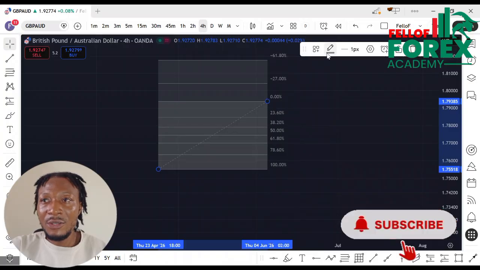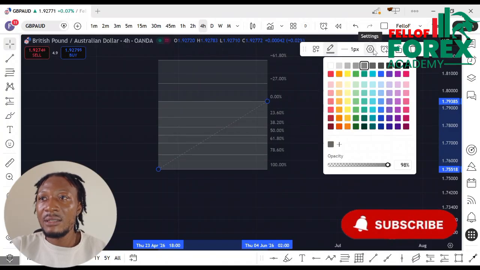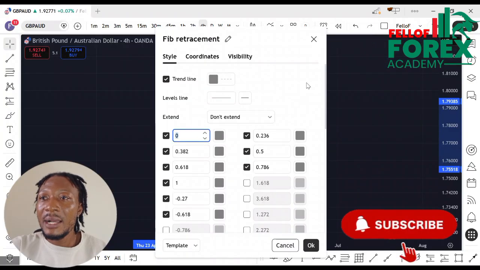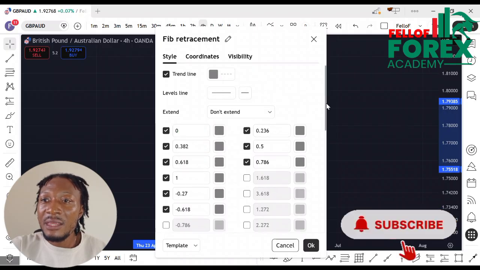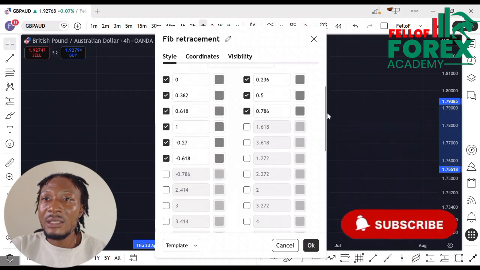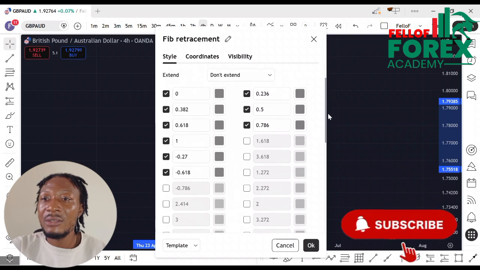Now continue noticing this. Take a screenshot of everything you see here, because this is what you need. Start from here, take a screenshot.